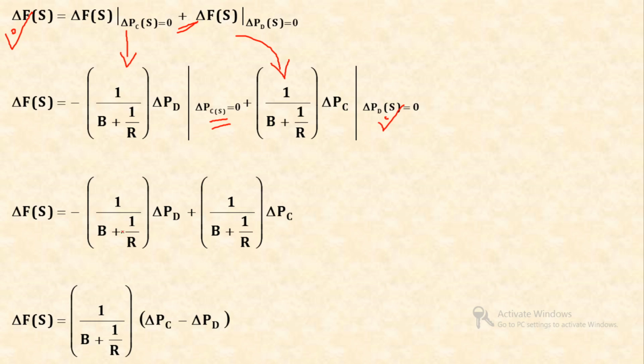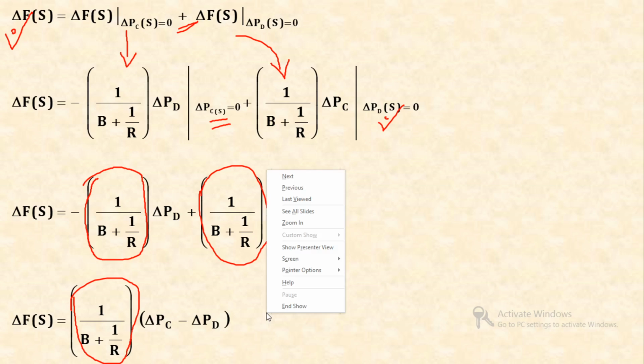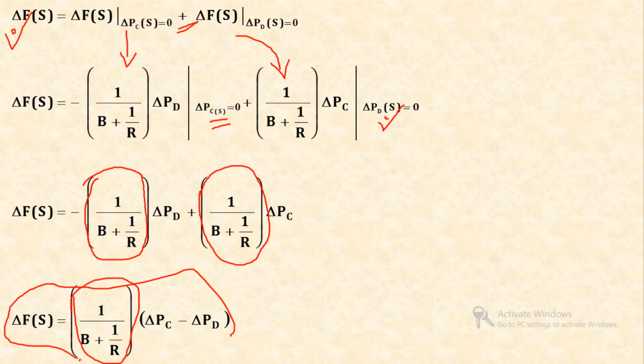So, you can see that in this equation this term 1 upon B plus 1 upon R is common. Clear? So, I will take 1 upon B plus 1 upon R as common. This delta PC of S is positive and this delta PD of S is negative. So, in the bracket the remaining term will be delta PC minus delta PD. So, this is the final value of delta F of S.